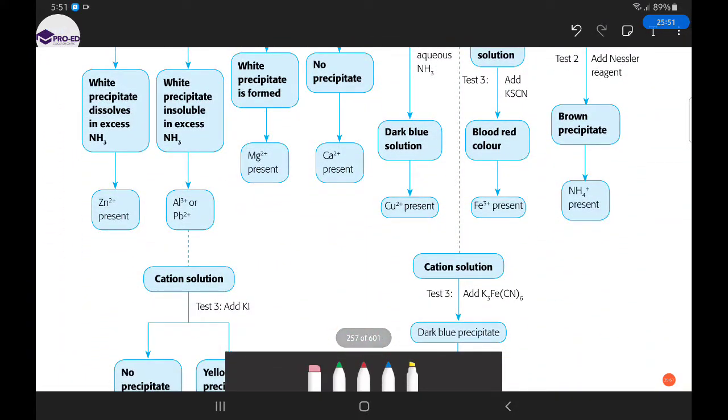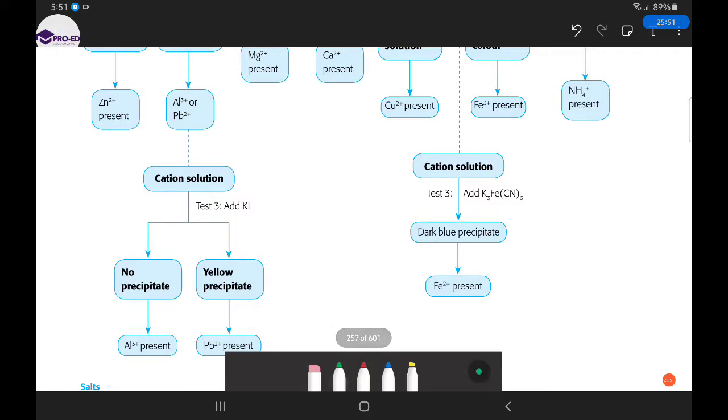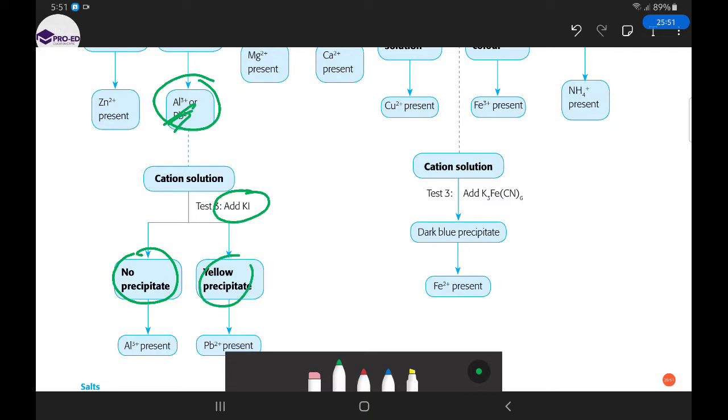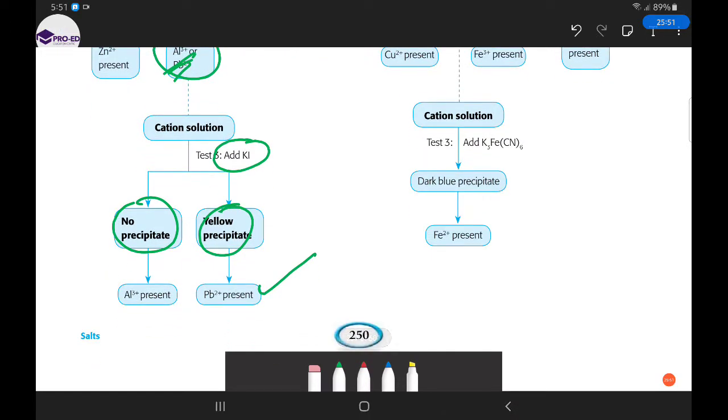Earlier we were stuck where we managed to narrow it down to aluminium or lead. What do we do? We add what I said earlier, potassium iodide, and if no precipitate is formed, that means it's not lead. And if it's not lead, we can cancel off lead, so the only thing left is aluminium. That is by deduction. However, if a yellow precipitate forms, then we know definitely lead 2 ions are present.